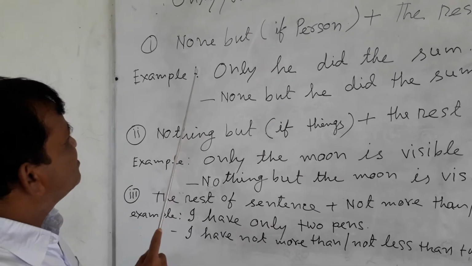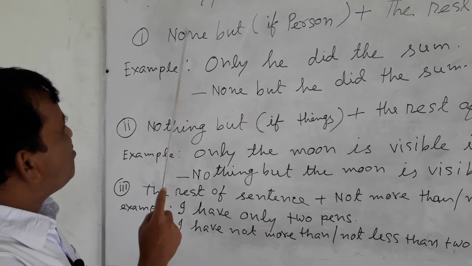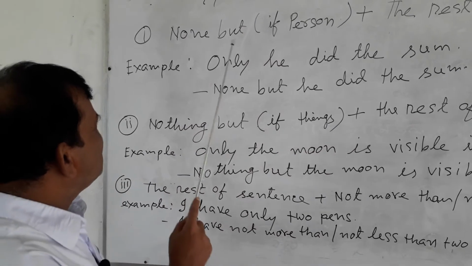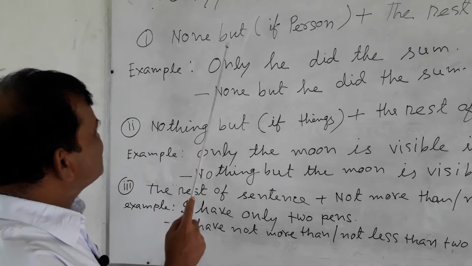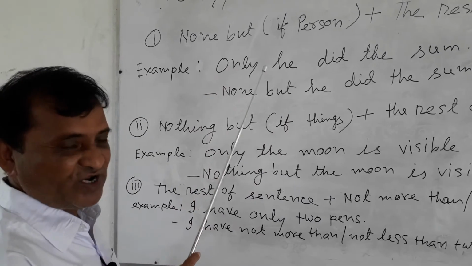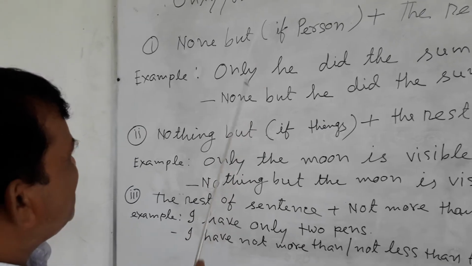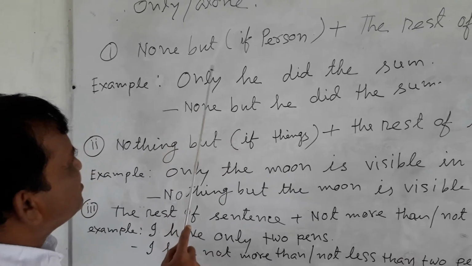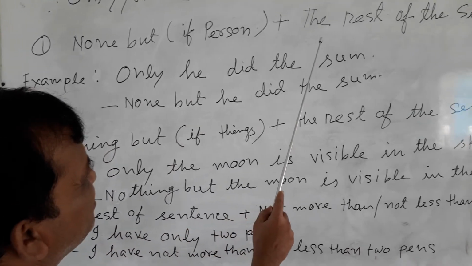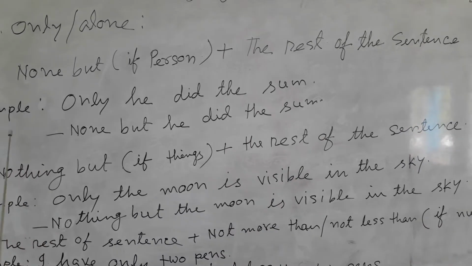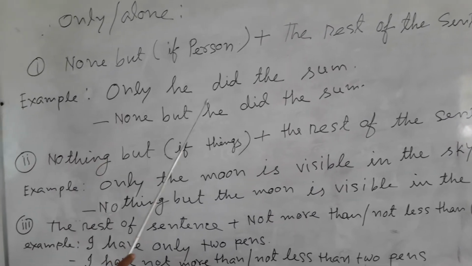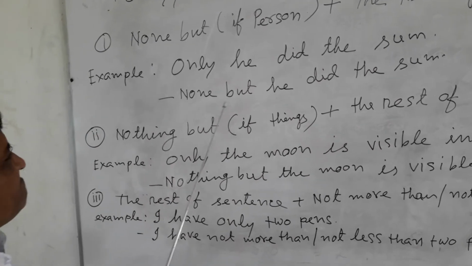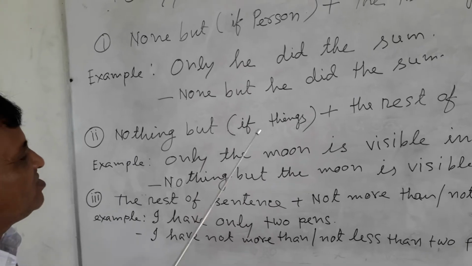First, if only or alone indicates a person, noun, but is used in place of only or alone. According to the structure, the sentence will be none but plus the person plus the rest of the sentence. Example: Only he did the sum. The answer is: None but he did the sum.